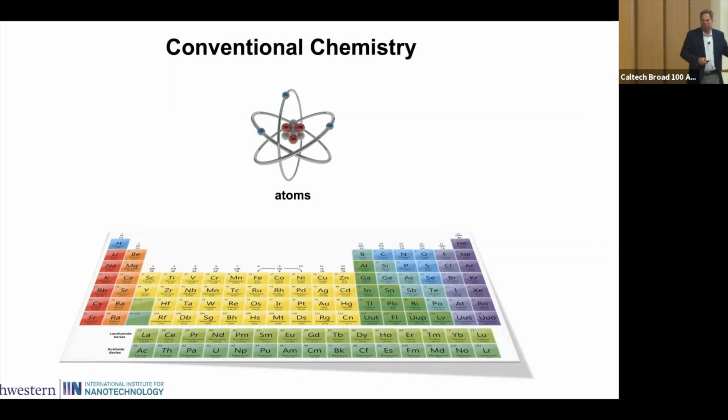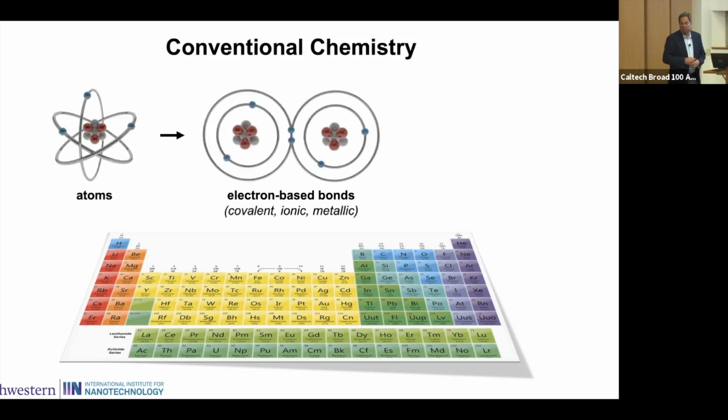So here's what I want you to think about. I always like to set up a straw man, because this is the way I think about developing this whole field, because this became a field and one that not just us, but many people pursue, as you'll see in a bit. So with conventional chemistry, we work with atoms and electron-based bonds.